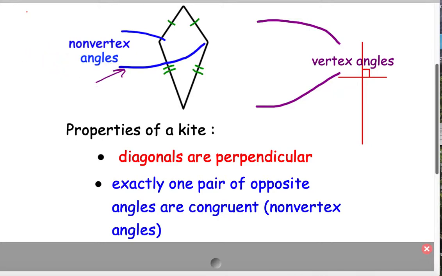And I think if you draw it so these two sides are a lot longer than these two sides, I think it'll be clear that this angle up here is not going to be congruent to this angle down here. This one's narrower because these sides are longer. This angle here is bigger because these two sides are shorter. But these non-vertex angles are always going to be congruent. So we've got diagonals are going to be perpendicular. The non-vertex angles are congruent.